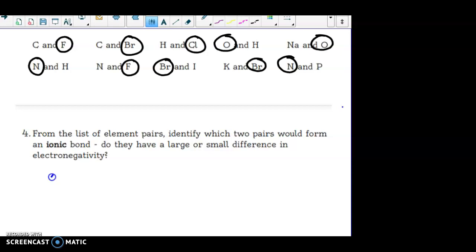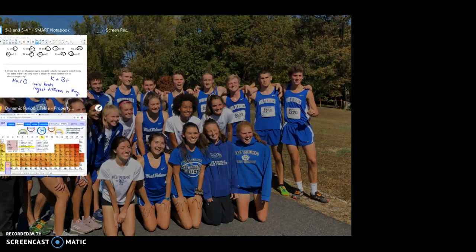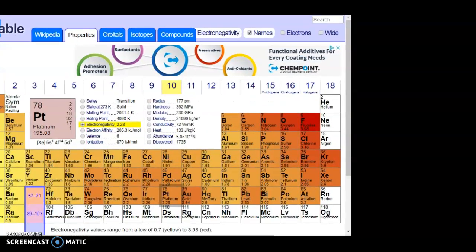In the top row, you have sodium and oxygen. So remember, sodium is a metal. Same thing with potassium and bromine. And the thing to realize with this, for ionic bonds, we are looking at the largest general difference in electronegativity. And we can see that on the periodic table here.